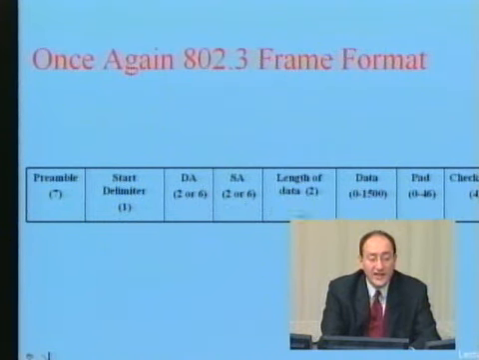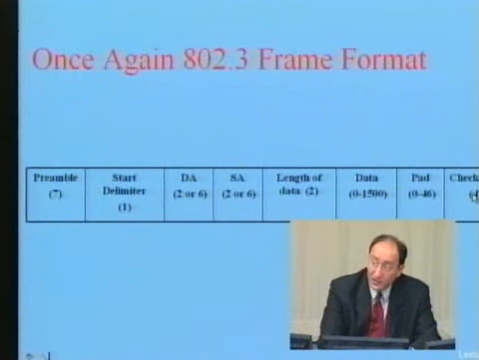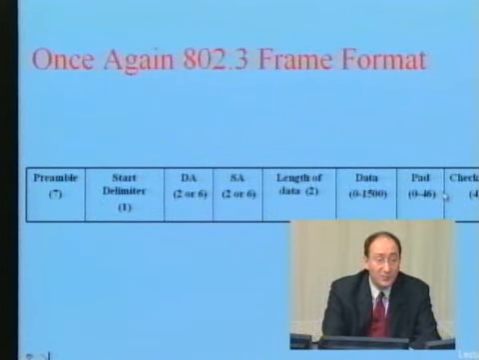Okay, length of the data field, which is 2 bytes, data itself, pad, and checksum. Checksum was what, 32 bits, which was the remainder of dividing all of these numbers from here to here by what? By a prime 33-bit number. Okay, so that was what it is. This is the checksum, and this is the format.